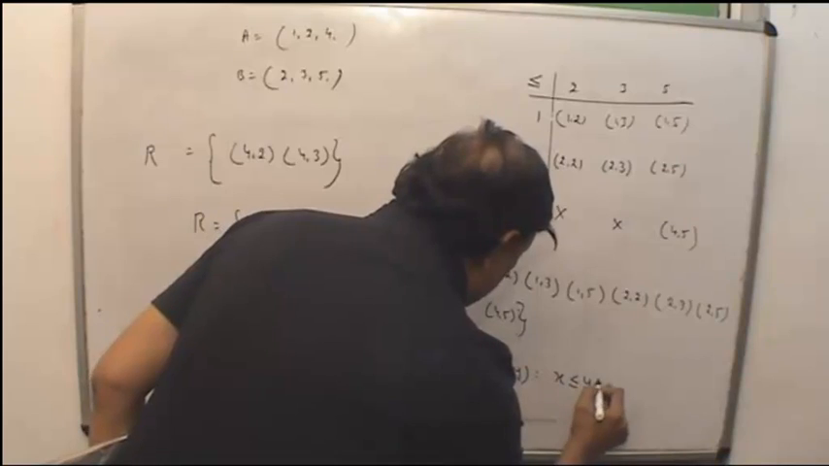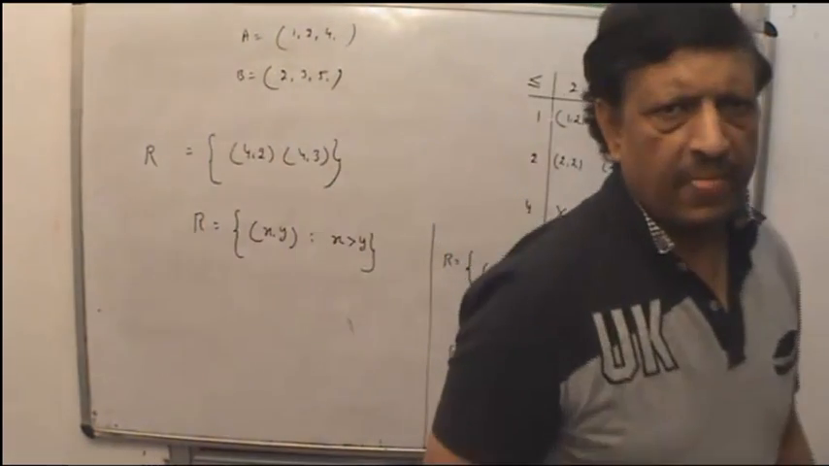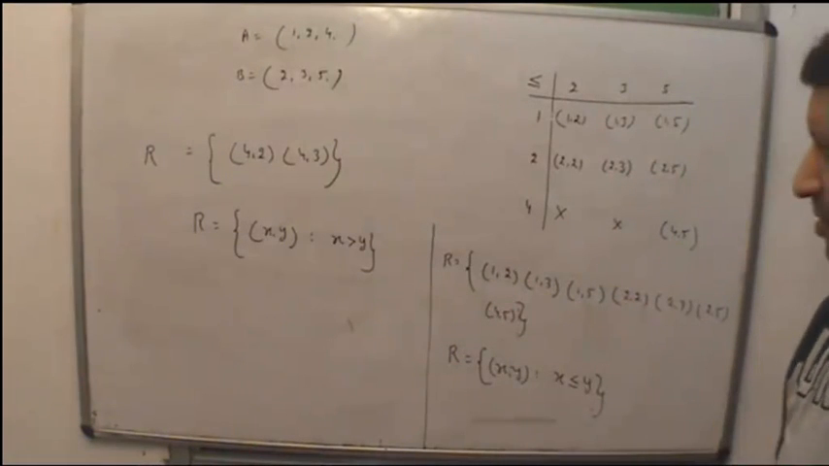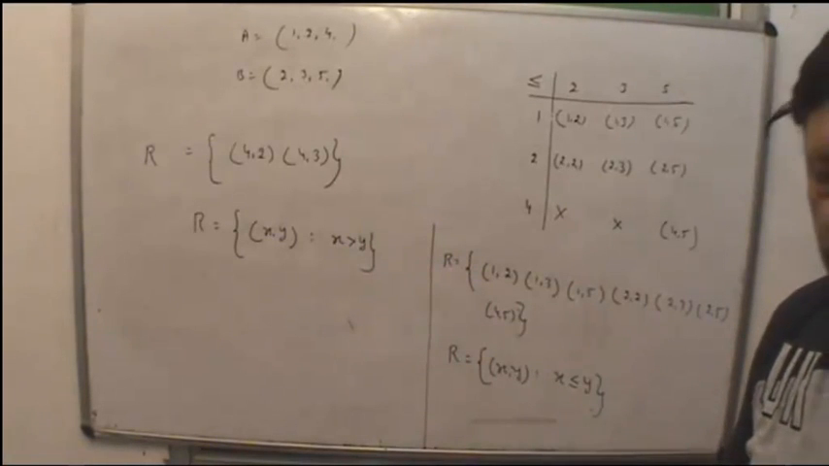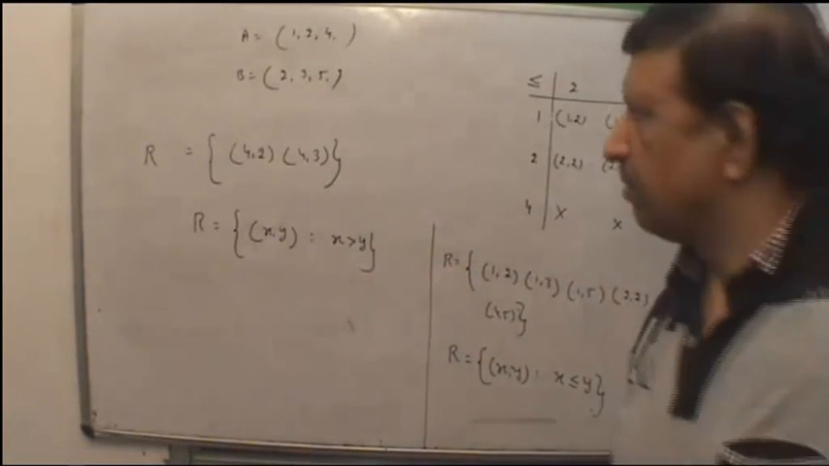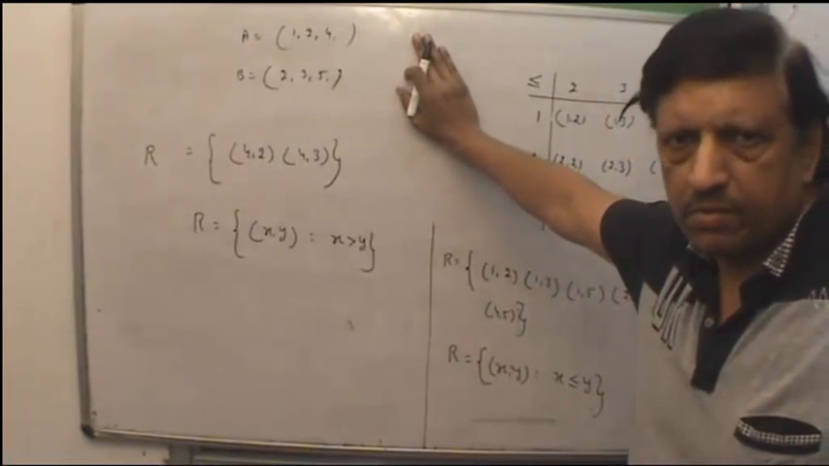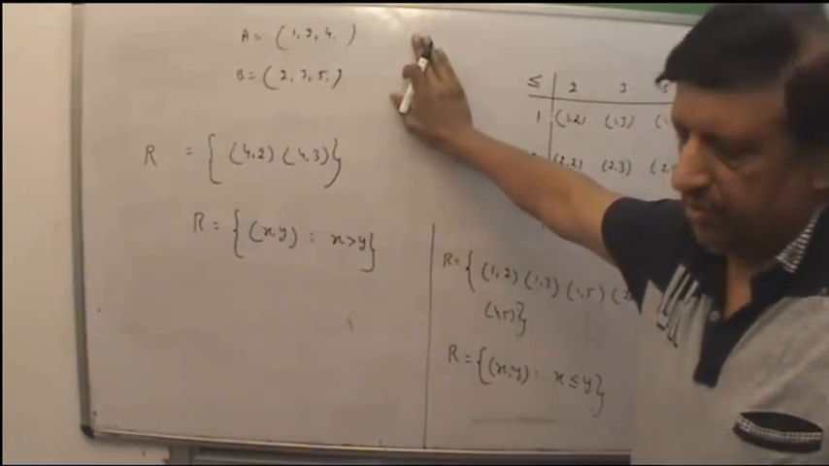less than or equal to y}. So there can be many relations. It can be minus, it can be divisible, it can be the modulus. So these are the relations. Relation means those members in the Cartesian product which are related to each other under the given condition.